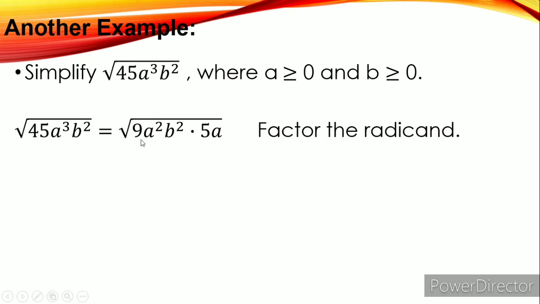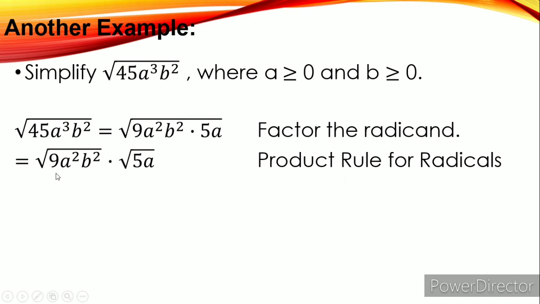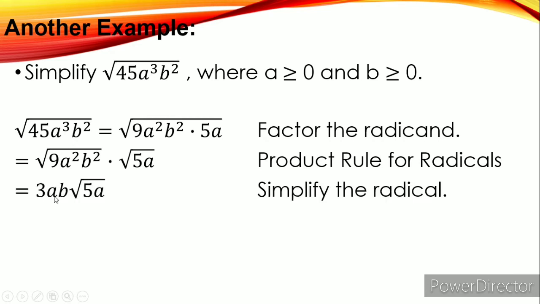Then, square root of 9a squared b squared times 5a can be written as square root of 9a squared b squared times square root of 5a. That's the product rule for radicals. Then, square root of 9a squared b squared times square root of 5a equals 3ab square root of 5a. That's the simplified form of square root of 45a cubed b squared.